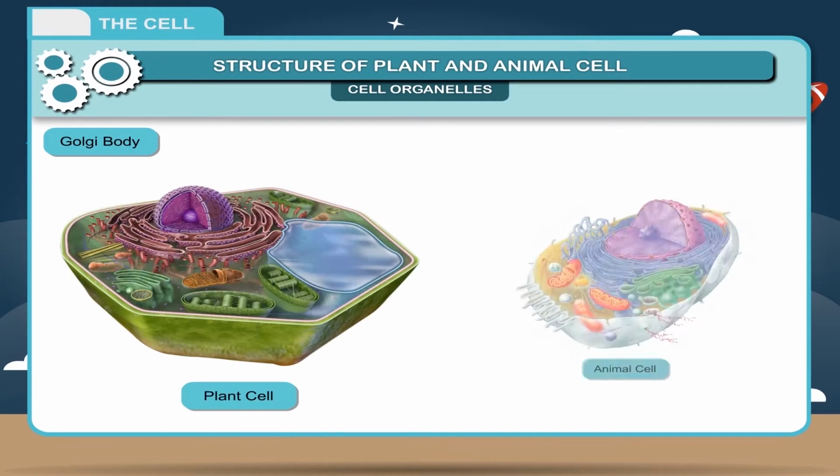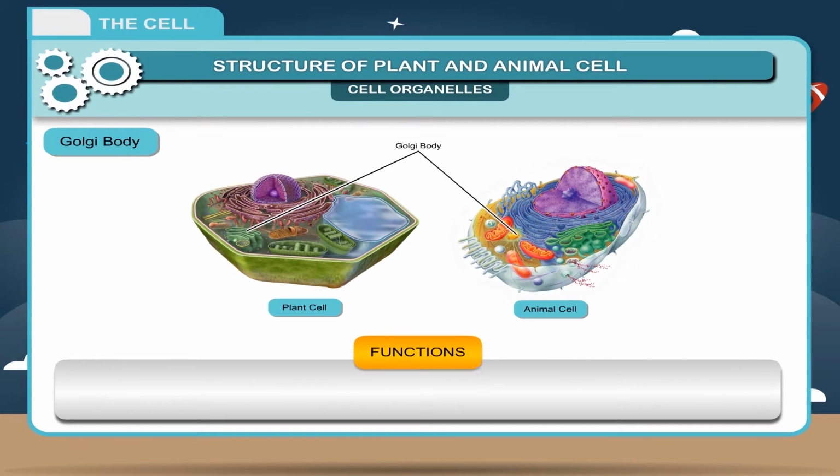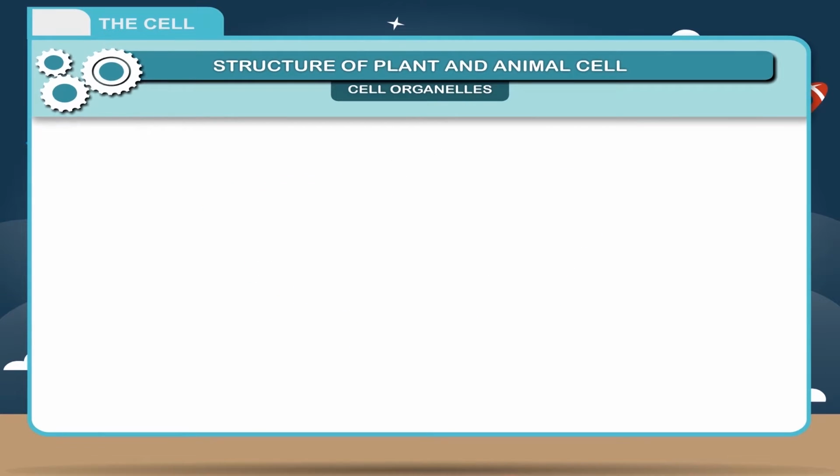Golgi body. They occur near the nucleus of the cell and consist of stacks of thread-like thin membranes of variable shapes and sizes. Functions. They are involved in cell secretion.